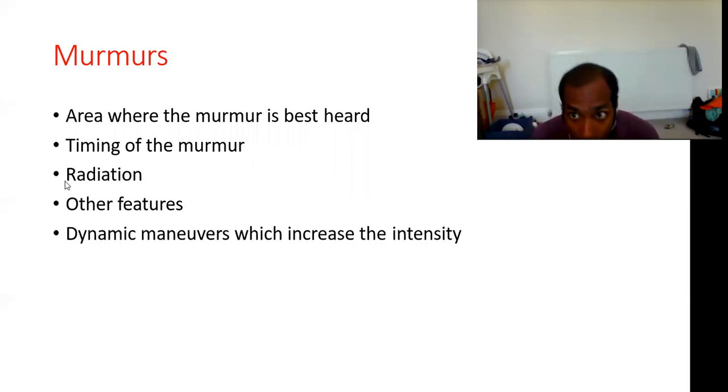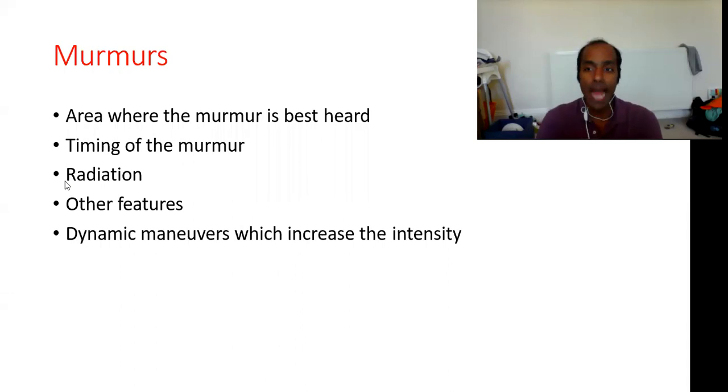So these could be other features or the character. You can also call it the character of the murmur, right? And then finally, dynamic maneuvers which increase or decrease the intensity. Some murmurs, especially murmurs arising from the right heart, increase with inspiration because the venous return to the heart is increased. Okay. So inspiration, expiration, these are dynamic maneuvers.